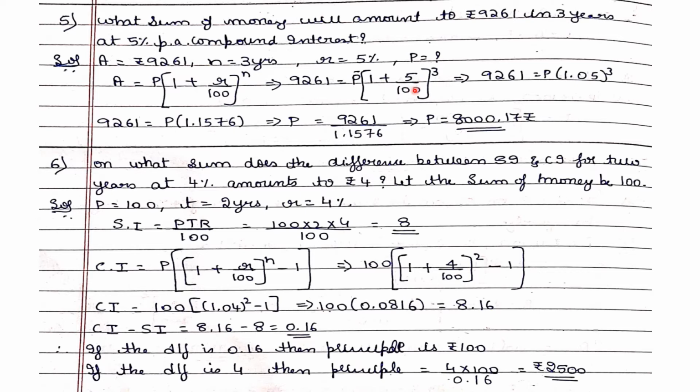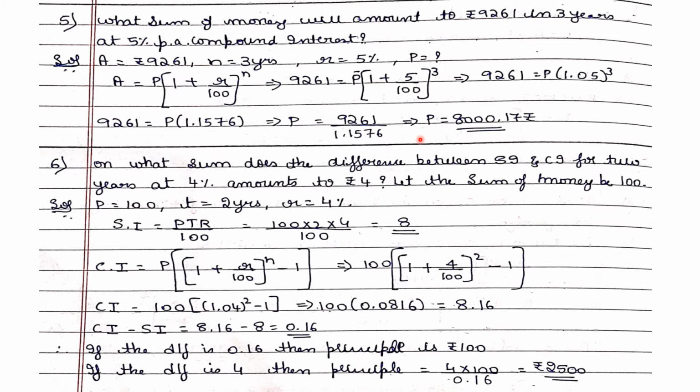So 1 plus 5 by 100 will become 1.05. 9261 is equal to P into 1.05 to the power of 3. If the same number is multiplied thrice, you will get 1.1576. So P is equal to 9261 divided by 1.1576. You will get the principal value. So your principal will be 8,000.17, that is 8,000 rupees.